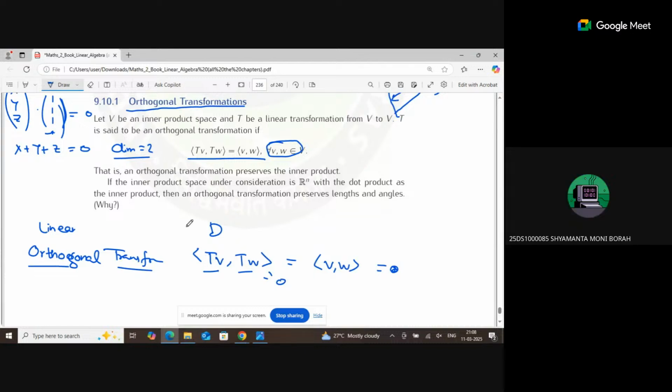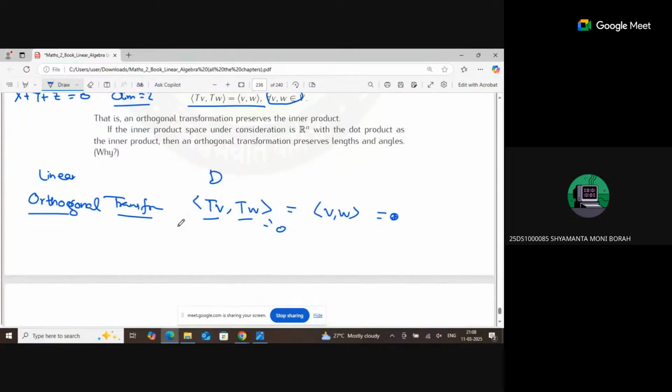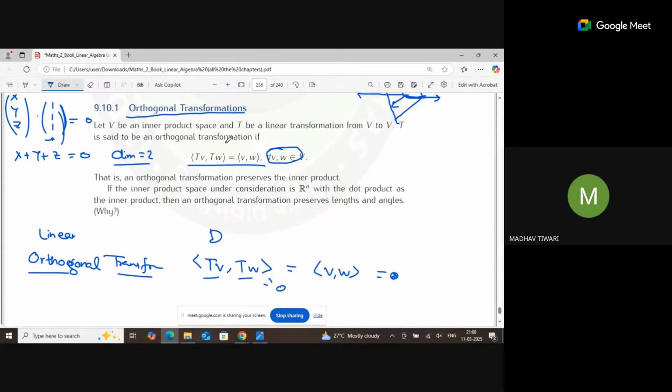Sir, just wanted to ask, why is it called orthogonal transformation? In case of orthogonal vectors it's understood, but in case of normal vectors, just because it preserves the product, that's why? It actually does not preserve orthogonality itself. You can say that it is orthogonal because it preserves the product. Even after finding the image and then checking orthogonality, if it was earlier orthogonal, then it is still orthogonal. So that's why the transformation is called orthogonal.